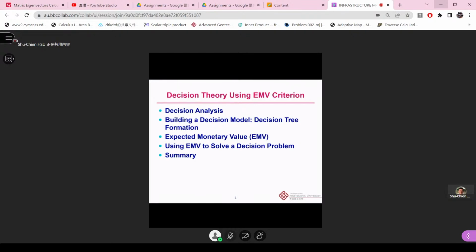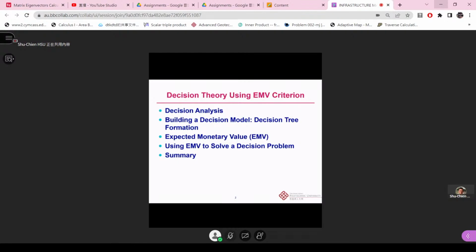So how can we do that? We will introduce you to building a decision model using decision tree formation. The decision tree is a chronological representation of the decision problem. Each decision tree has two types of node. Just imagine that we will draw something based on this kind of basic framework.